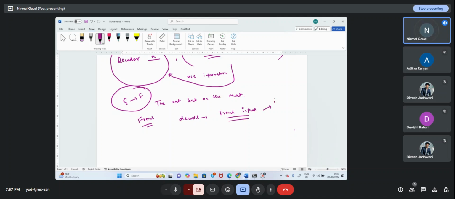That means the decoder is using prior information. What it has learned, what it has done during training.